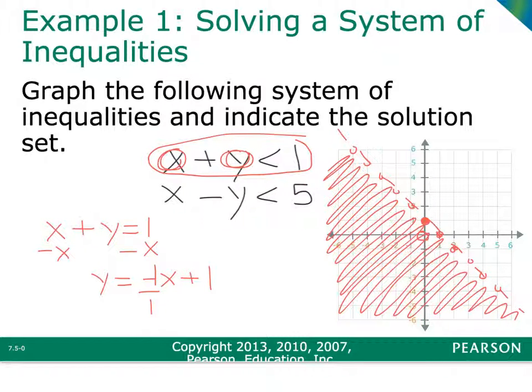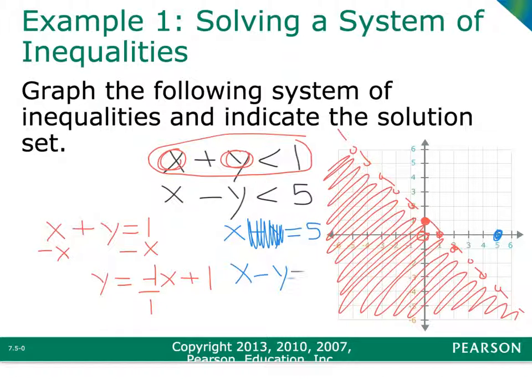Okay, now I need to repeat this procedure with the other inequality. My other inequality is x minus y less than 5. So again, I would just pretend that it says x minus y equals 5. You can solve for y. You could also just find your x-intercept. If you want to find your x-intercept, just zero out the y. Your x-intercept in this problem is going to be 5. So on the x-axis, you would plot a dot at 5.